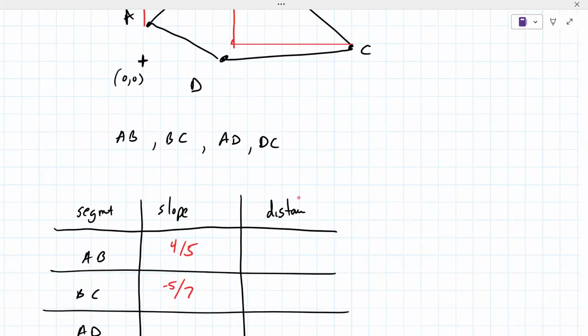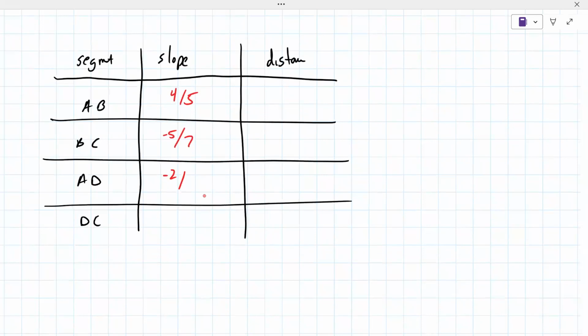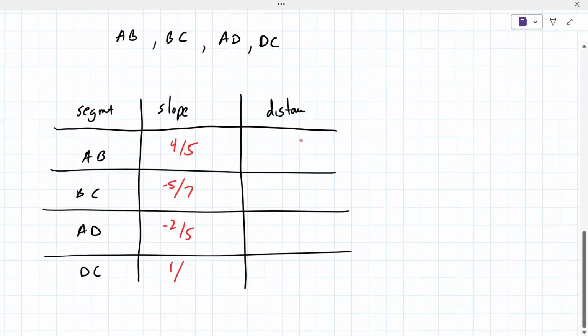Oh, my bad. Okay, and then I always recommend making a little sketch here, because you have to be careful that you don't go D to A and go the wrong direction. From A to D, it's down 2 and right 5. Again, it's drawn pretty poorly. And then D to C, again, make sure. This one's up 1 and right 7, so it's 1/7.